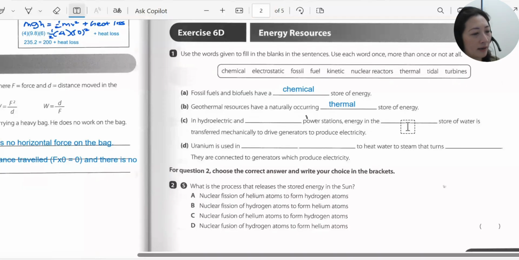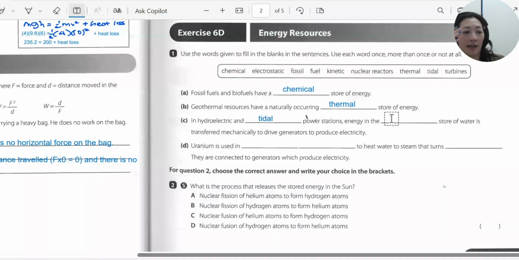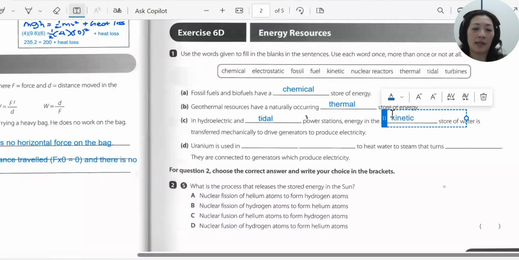So in hydroelectric and blank power stations, energy in the blank store of water is transferred mechanically to drive generators to produce electricity. So this is about water, and water is being used to make the generators rotate to produce electricity. So looking at the word bank here, the best answer, of course, is tidal, because none of the others are energy resources like hydroelectric. So hydroelectric and tidal power stations, right? So the water has to transfer mechanically to drive generators. So obviously that will be kinetic because the water will move and then make the generators rotate in order to generate electricity.